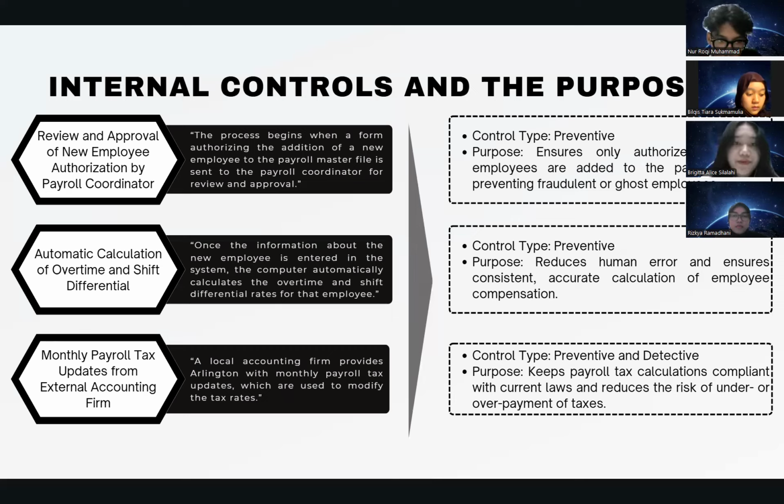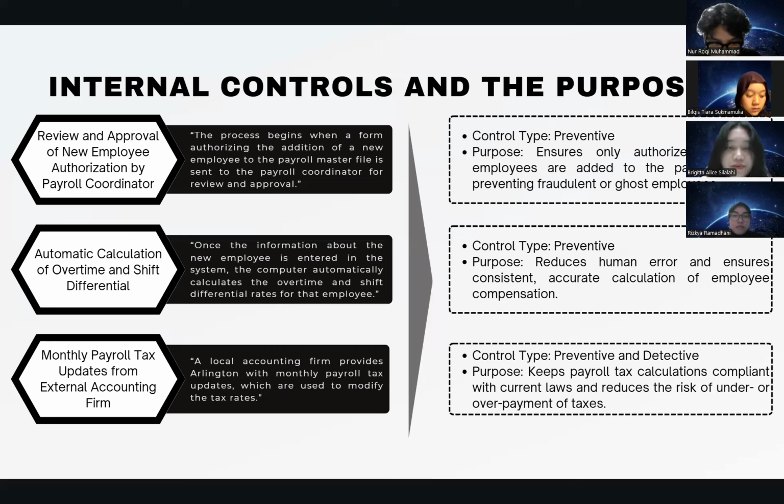The next function is automatic calculation of overtime and shift differential. Here's the evidence. The control type is preventive. The purpose is reducing human error and ensuring consistent, accurate calculation of employee compensation.